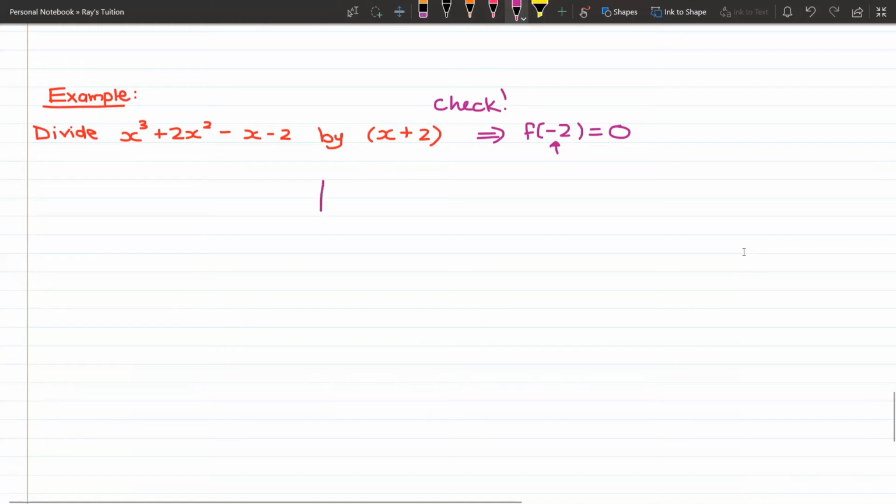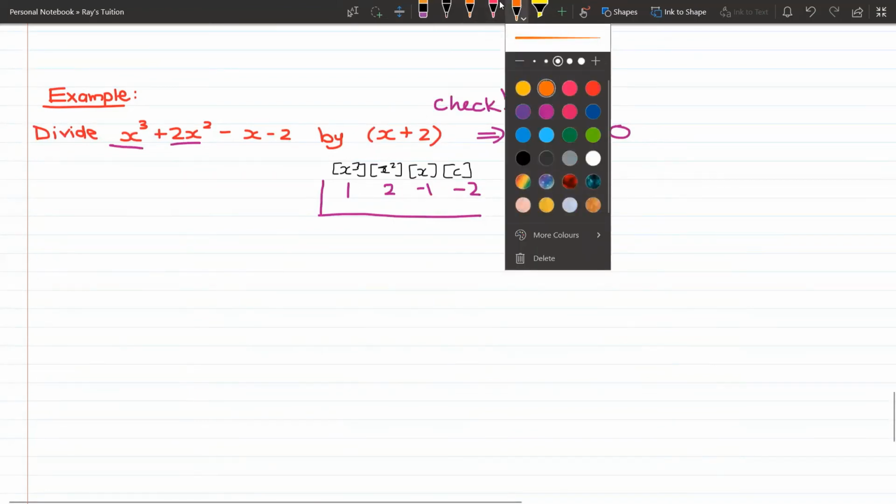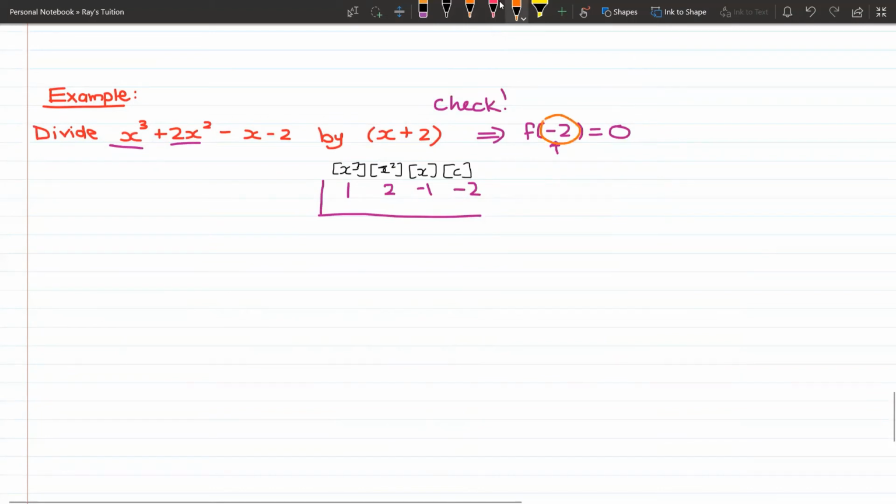So let us first draw in our upside down division sign, and we put in the coefficients of x cubed, x squared, x, and our constant term. So let us have a look at this. The coefficient of x cubed is 1, the coefficient of x squared is 2, the coefficient of x is minus 1, and the constant term is minus 2. Next, let's put our factor that we're dividing by over here, and we said that it is minus 2.